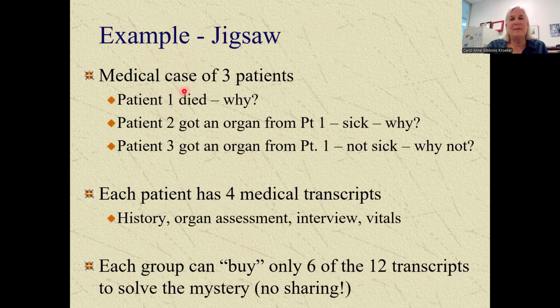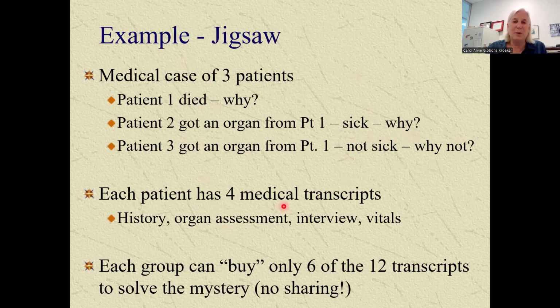So, medical case: they've got 3 patients. Patient 1 has died. Patient 2 got an organ transplant from patient 1. They got sick. So we have to figure out why they got sick. We have to figure out why patient 1 died. And then patient 3 got an organ from patient 1, but they are not sick. So we have to figure out why that patient is not sick.